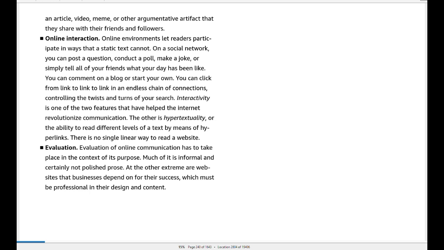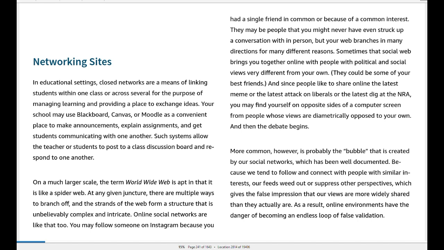Networking sites. In educational settings, closed networks are a means of linking students within one class or across several for the purpose of managing learning and providing a place to exchange ideas. Your school may use Blackboard, Canvas, or Moodle as a convenient place to make announcements, explain assignments, or get students communicating with one another. Such systems allow the teacher or students to post to class discussion boards and to respond to one another.